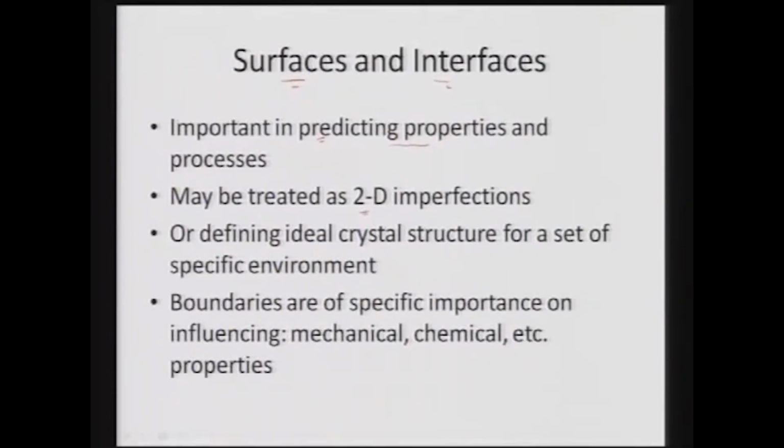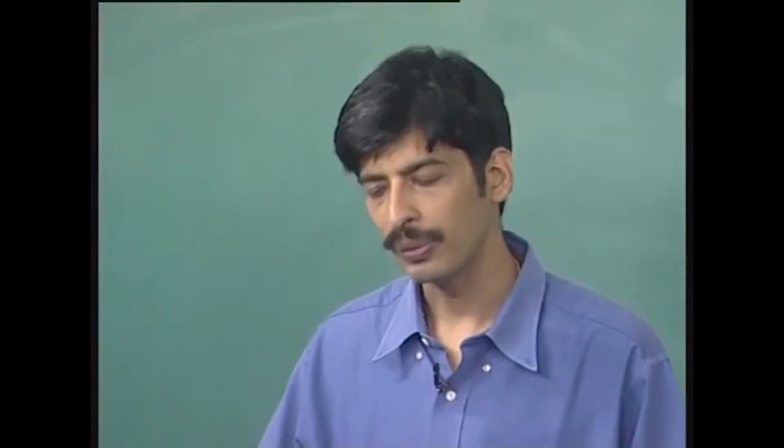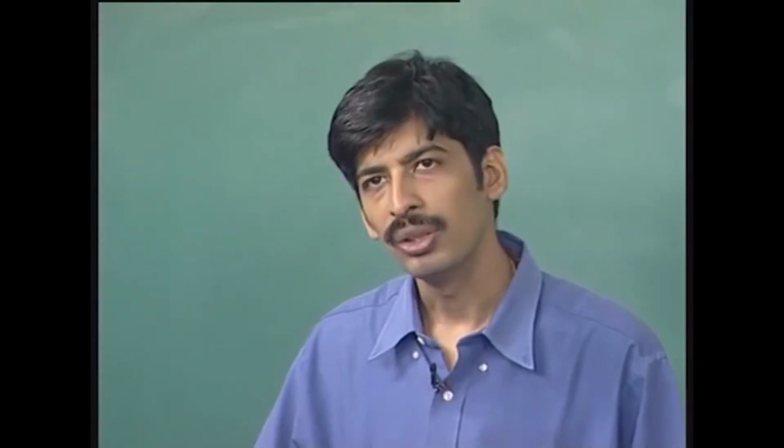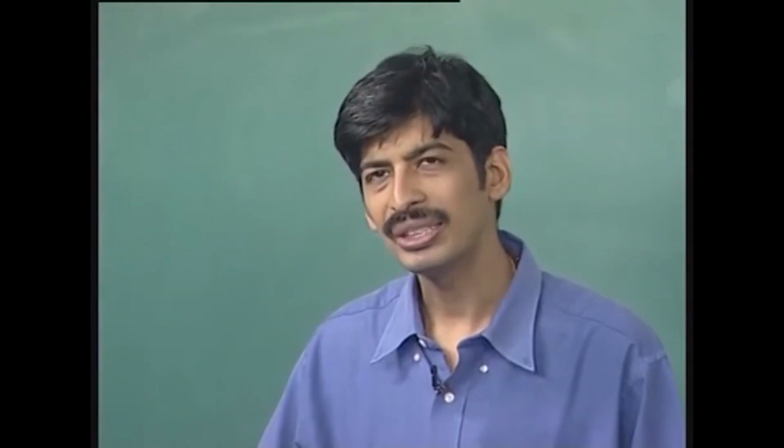Surfaces and interfaces are highly important in predicting certain properties, and these properties can be mechanical, chemical, biological, electrical. There can be so many properties. So boundaries are of very specific importance in influencing these properties. Also, these surfaces and interfaces can be helpful in defining ideal crystal structure for a set of specific environment. They play a very important role in dictating properties related to the electrical, magnetic, or even the bulk, chemical, biological properties. So these are highly critical.